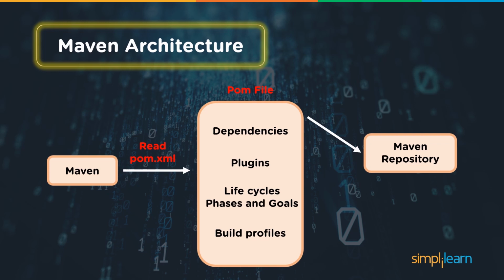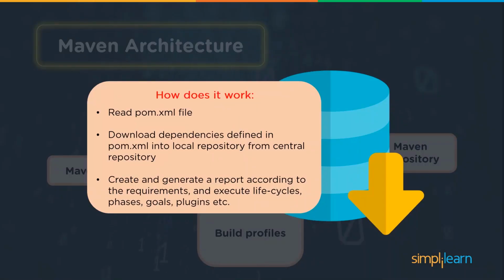It's very important because ultimately it's trying to help us go for the complete end-to-end build automation when we go for a specific POM based build automation. So Maven executable will read the pom.xml file, then download the dependencies defined in the pom.xml file, and those dependencies are cached locally from the remote or the central repository. Then it will create and generate a report according to the requirement and execute the life cycles, phases, goals, plugins, etc. So it will process the pom.xml file, and whatever plugins, goals or life cycles are configured there, step by step each of them will be executed in a sequence.